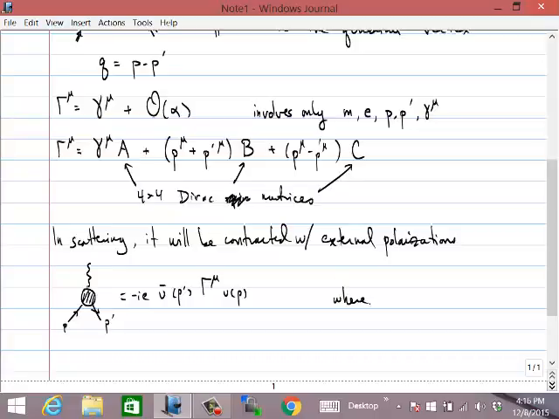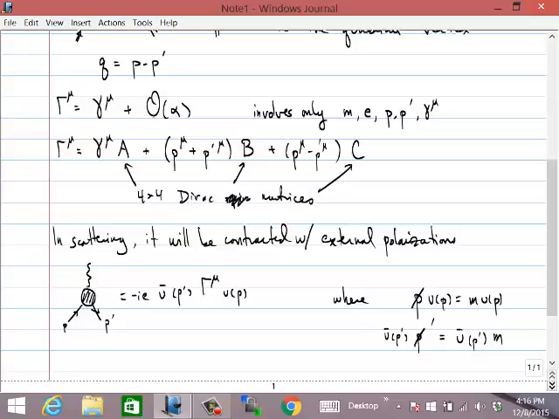And I remind you that the polarization U obeys an equation. So P slash U is equal to M U, right? That's the Dirac equation written in momentum space. And similarly, when acting as a 4x4 matrix from the right, U bar P slash is equal just to U bar times M.